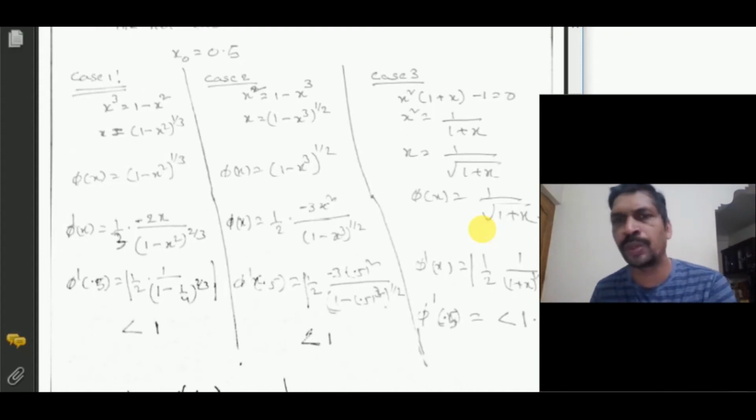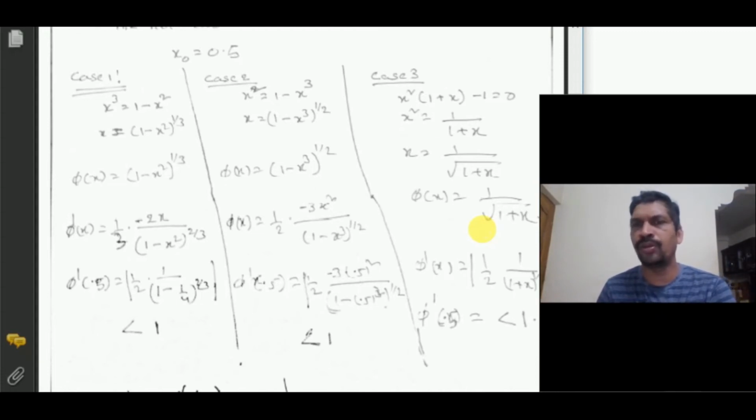Here in this problem, I am considering phi of x equal to 1 by root of 1 plus x. This is the important one. In the exam also, there is no need to perform all three methods. Just take one and solve, that is enough. Okay, here I am considering phi of x is equal to 1 by root of 1 plus x.